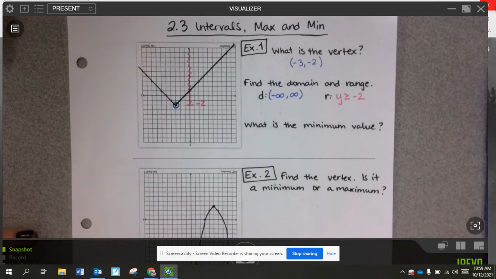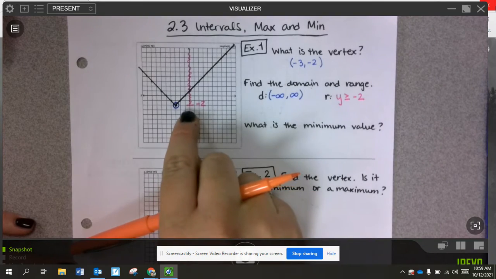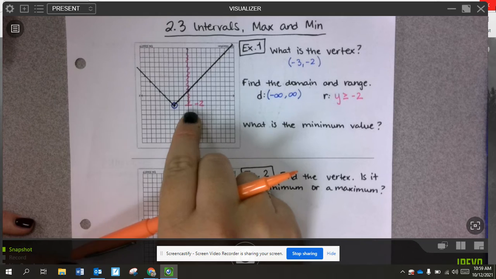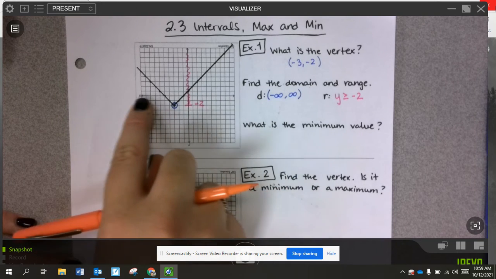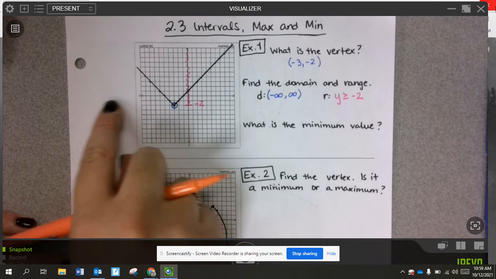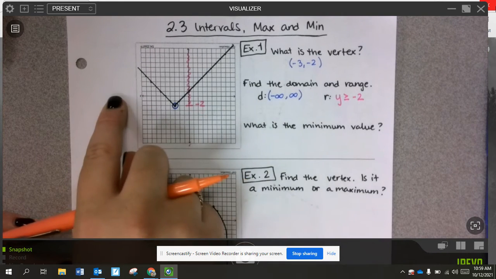So the question we have to ask ourselves now is, what is the minimum value for this function? Well, it can't be -3 because -3 isn't down here for our function. And when we're talking about x being -3, that's not the smallest it could be because our x values go on forever to -infinity. So -3 isn't our minimum value.